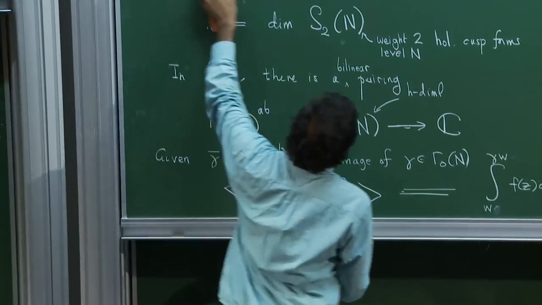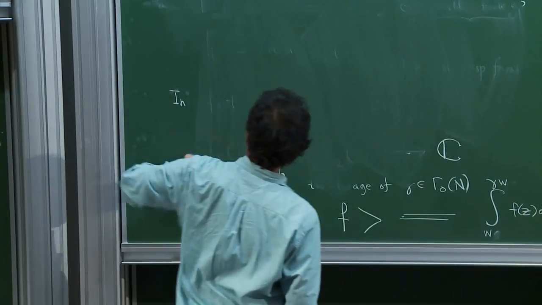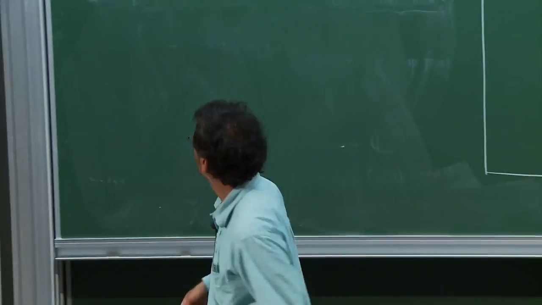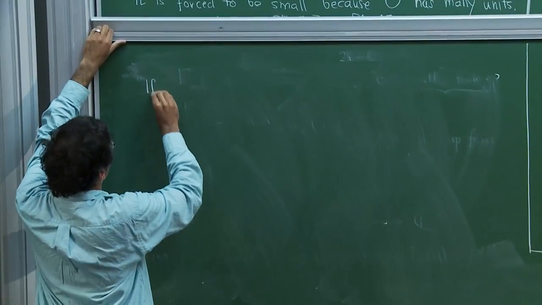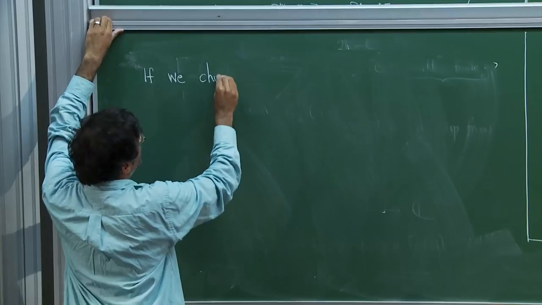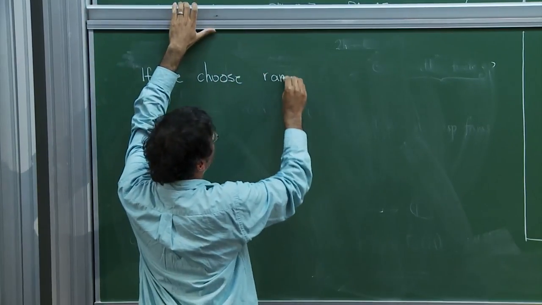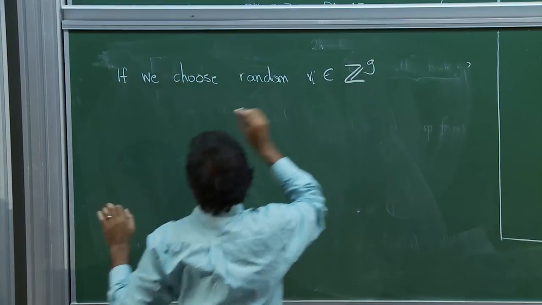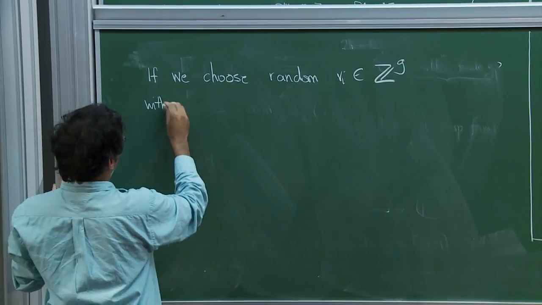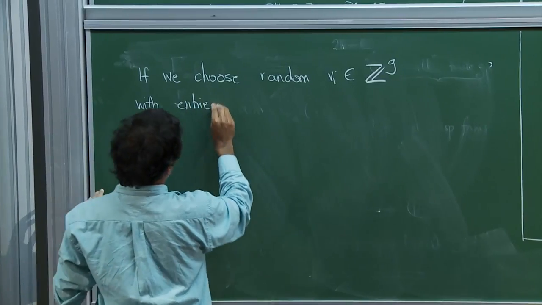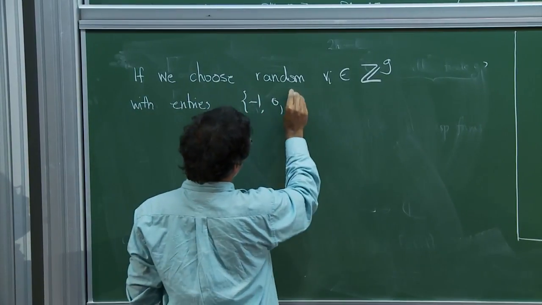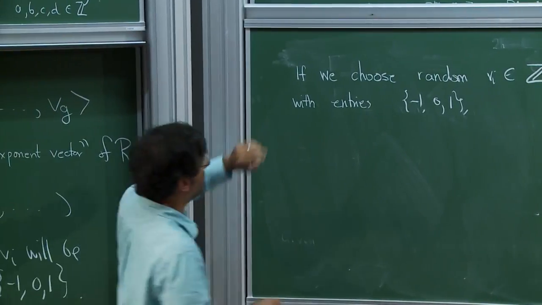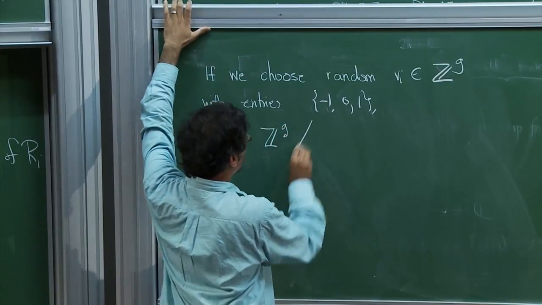Right. So for a moment let's forget about our exact setting, and we can consider the following problem. If we choose, let's say, random vi in Z to the g, where you just choose all the entries at random, so that's some sort of naive model of this, we can ask how large this group is going to be.